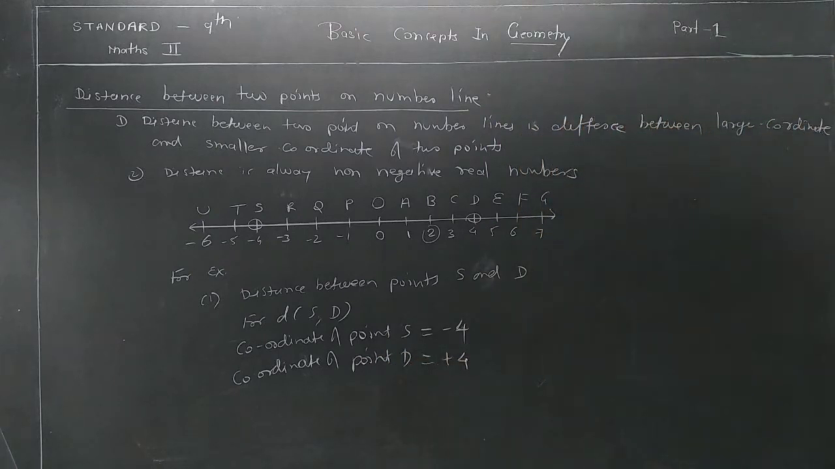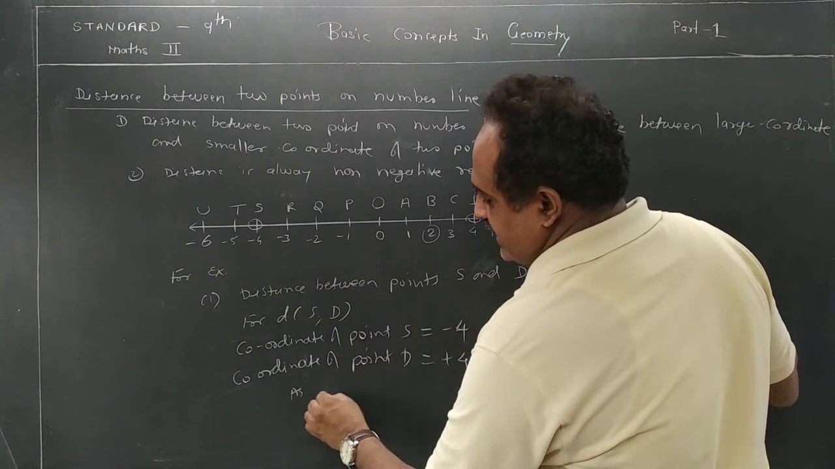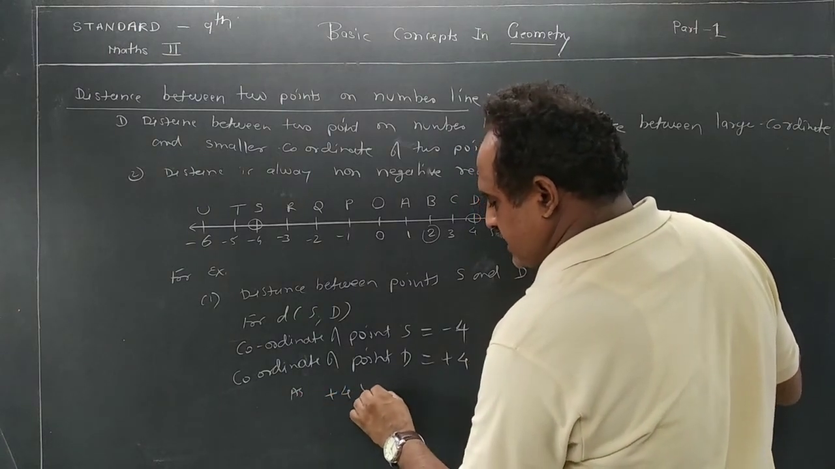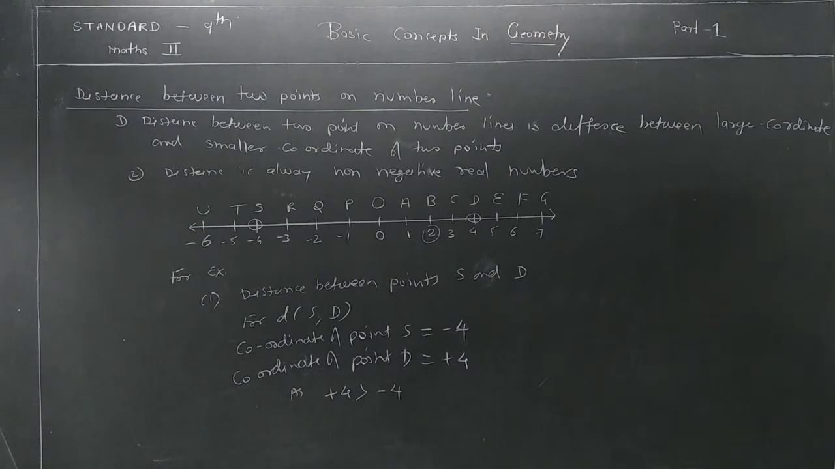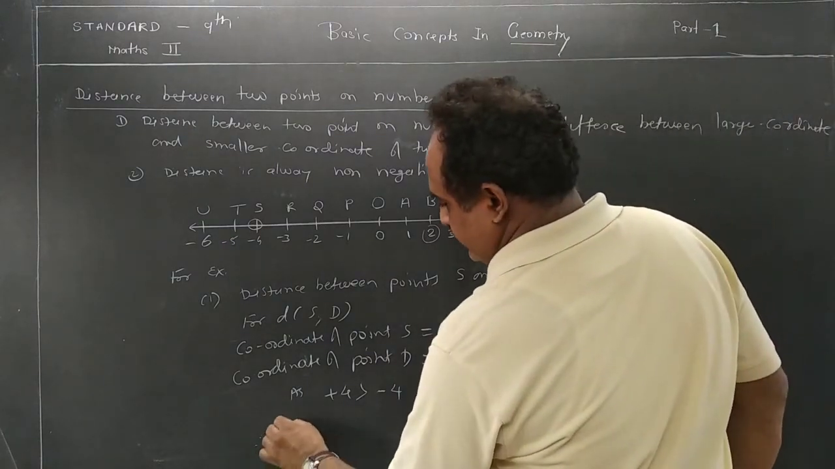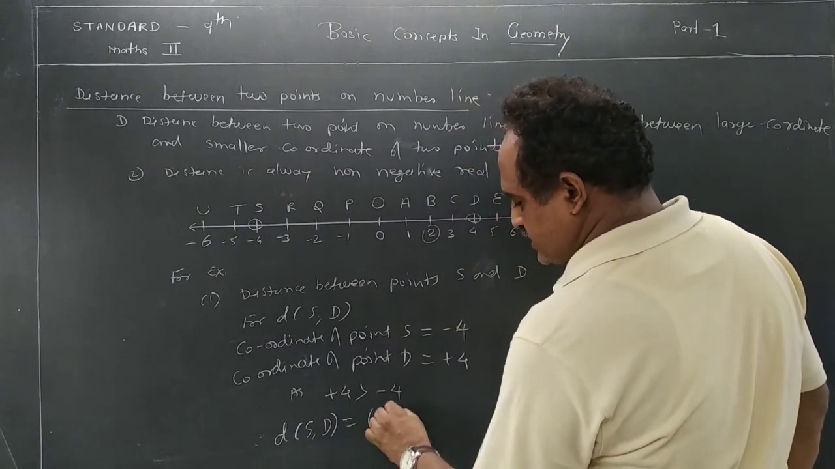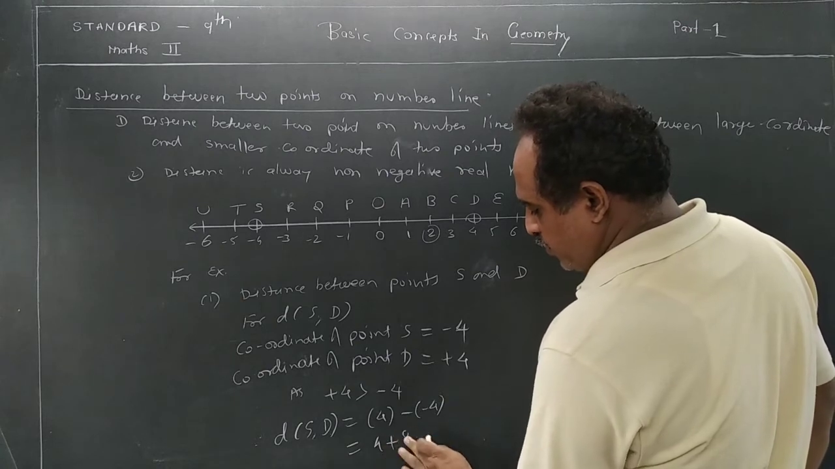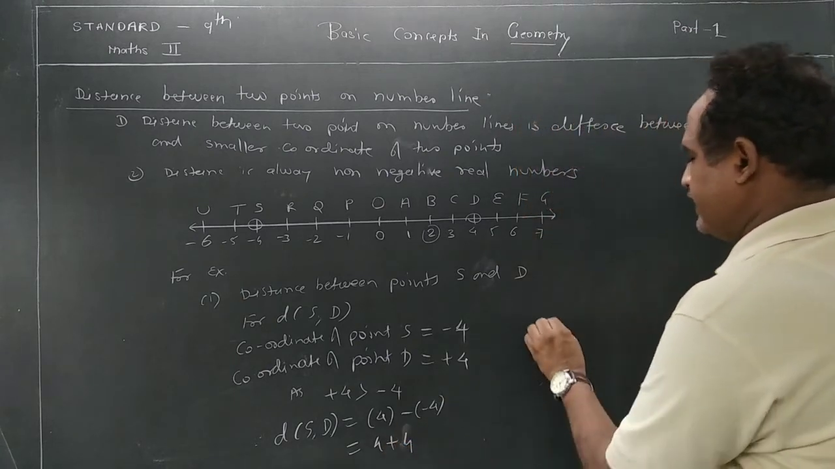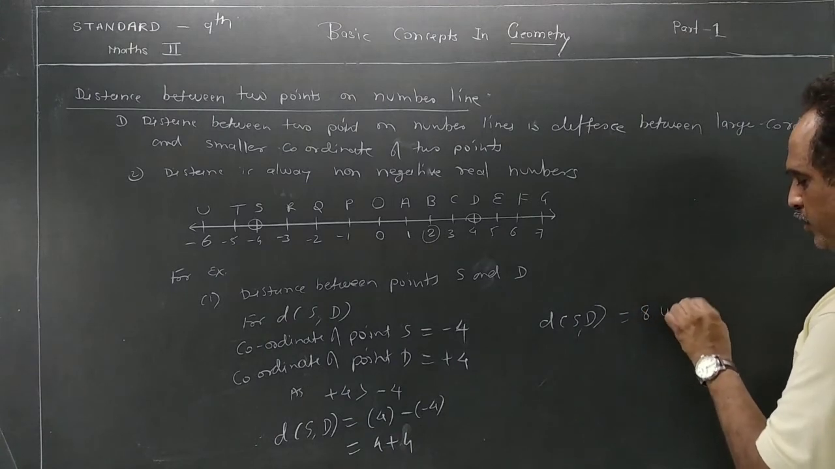Just tell me which one is a higher value, -4 or +4. So we can write +4 is greater than -4. Therefore, distance SD is equal to +4 minus -4, which is 4 + 4, and I am getting distance SD equal to 8 units.